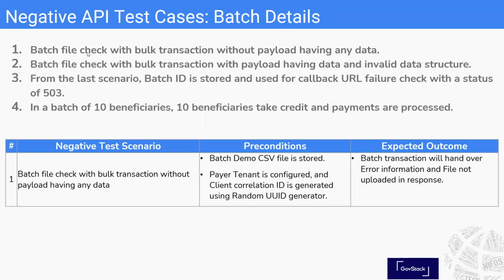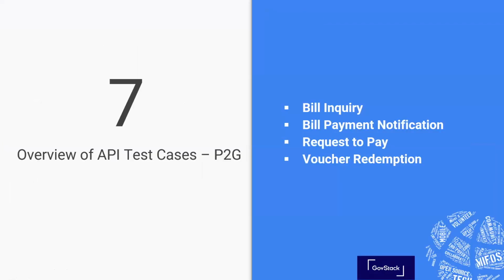So for example, again, some of the examples are that the transaction sends a payload without any data or with incorrect data, or the URL for the callback API is not correct, or a sufficient amount is not present, or incorrect functional IDs have been shared. So all of these could make up the negative test cases when we are testing that.